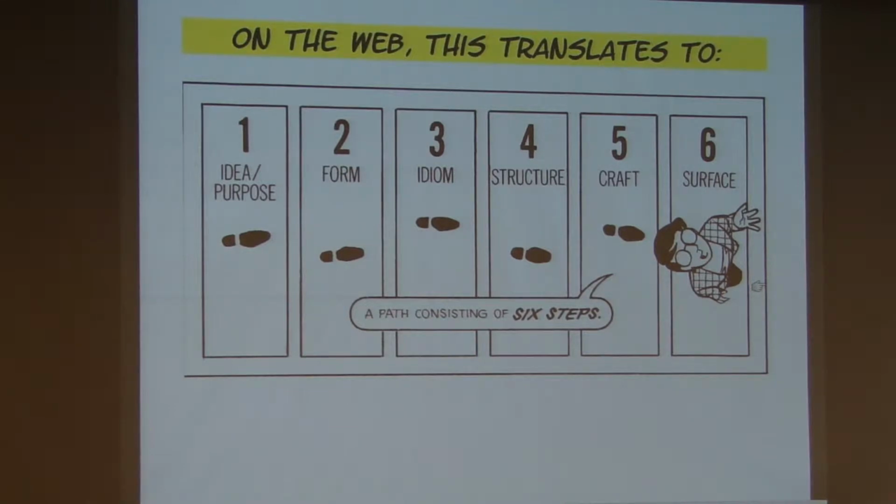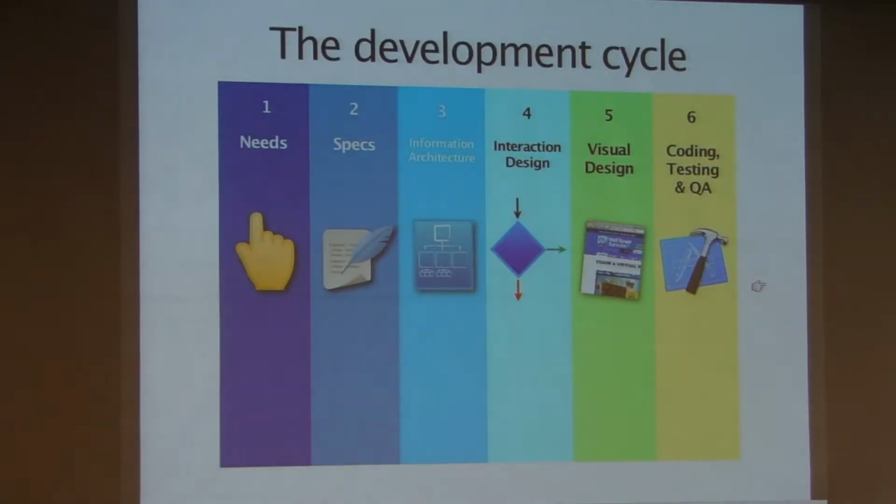So these are the 6 steps again. And so, not Scott McCloud who did this wonderful book, which is all comic, by the way. It's all in the form of comics. Turns that into 6 sort of equivalent things in software development, which, as we've noticed, looks a little bit like the waterfall model. Needs, specs, information architecture, interaction design, visual design, coding, testing, and QA.